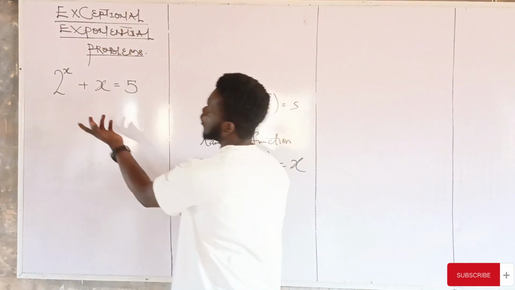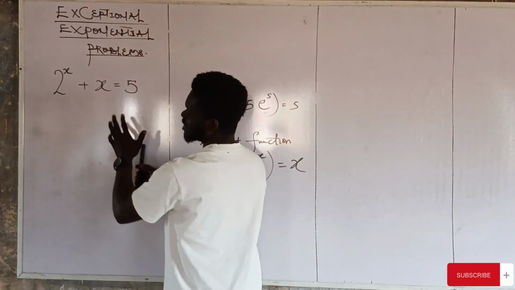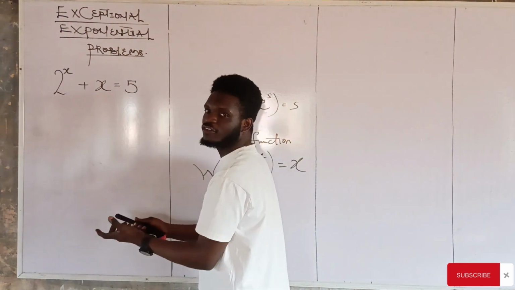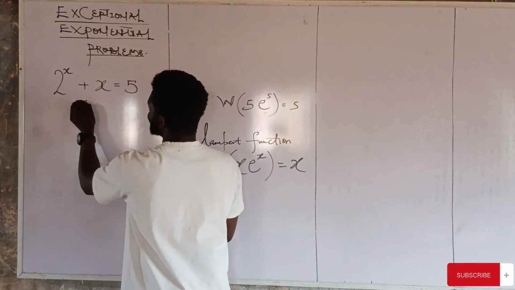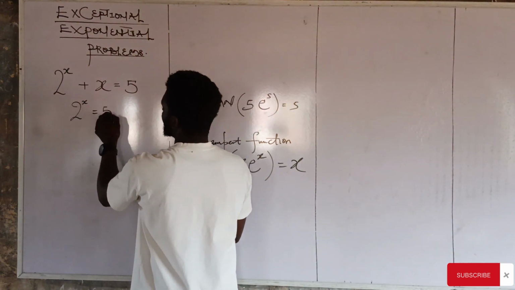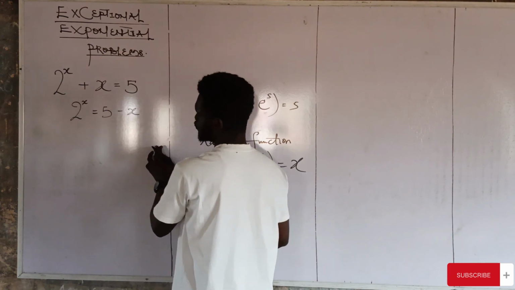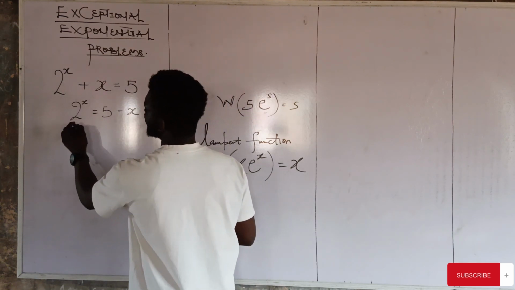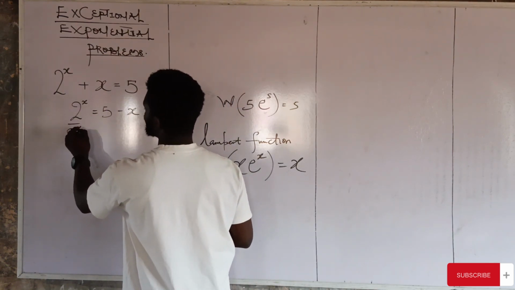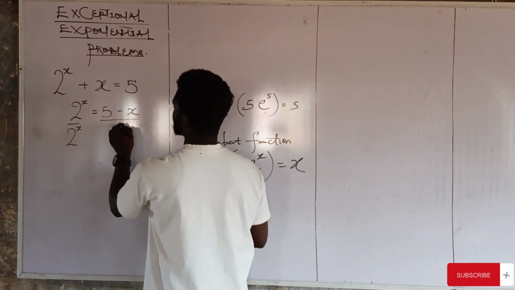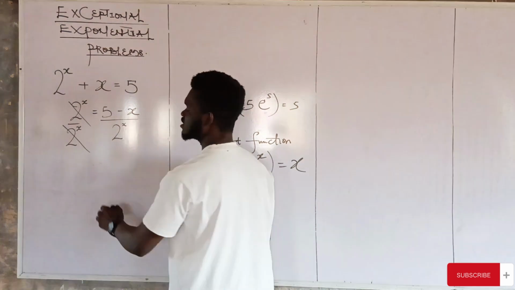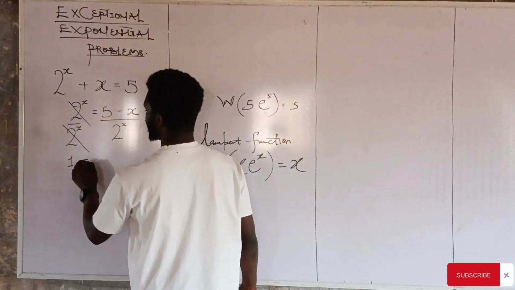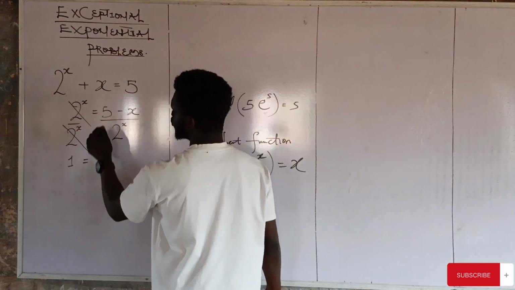Now let's go. What you must understand is that normally, you must try to isolate the value of what you are looking for. So we are going to move x to the other direction. Doing that, you have 2 to the power of x is equals to 5 minus x. Once you've done that, divide both sides by 2 raised to the power of x. Now, this is the same thing. According to the law of mathematics, it becomes what? It becomes 1. So you have 1 is equal to that.